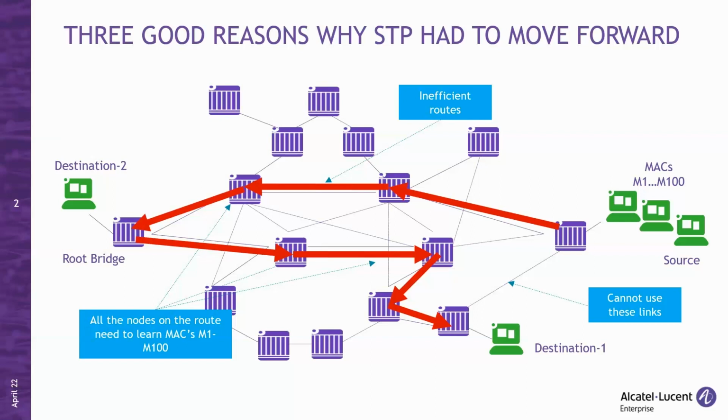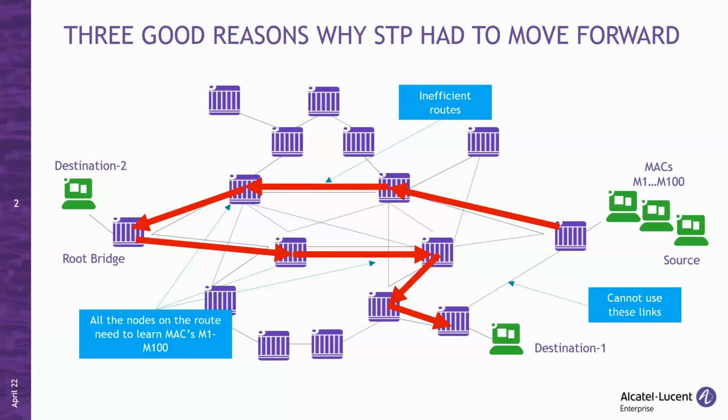It is also inefficient, resulting in reduced throughput and increased latency because traffic to and from the root bridge will traverse an optimal path, but traffic between other nodes, not including the root bridge, will be forced to take a very long detour across the root bridge, as in the example we see on the slide.